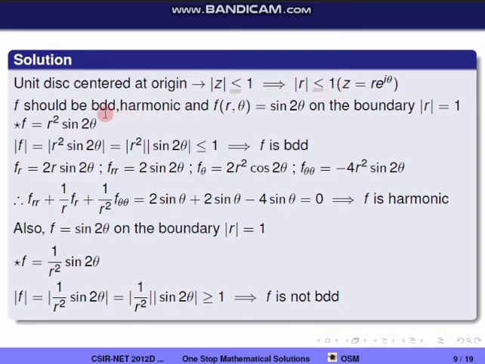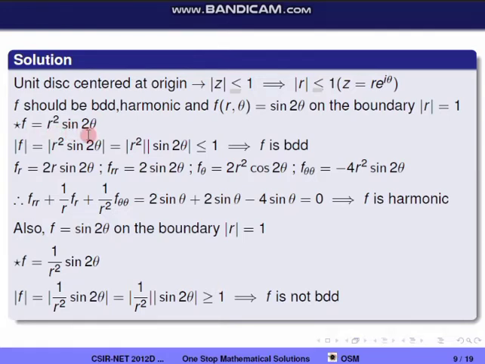And we have to find a function f such that it should be harmonic, bounded, and f(r, theta) is equal to sin 2 theta on the boundary of this unit disk, which is mod r equal to 1. So now we'll check option-wise. First option, f is equal to r square sin 2 theta.